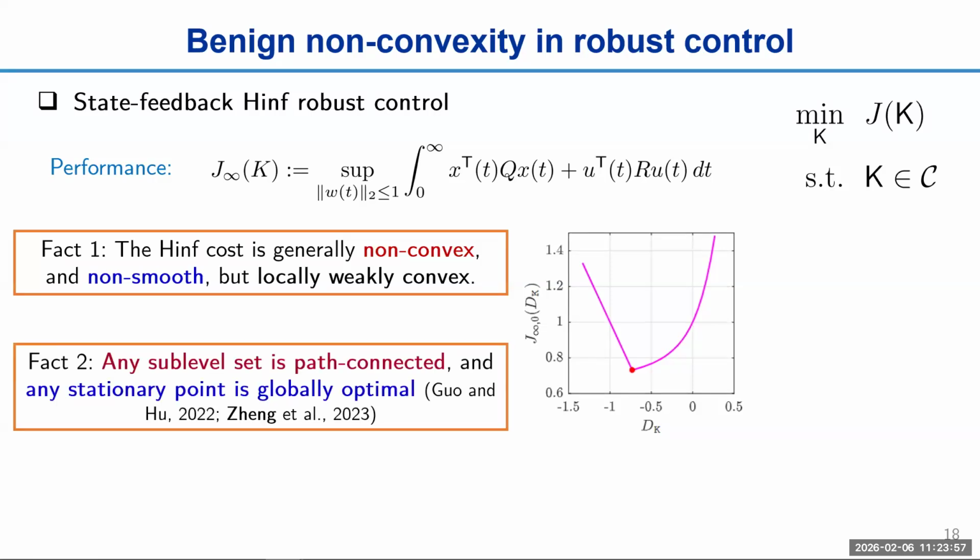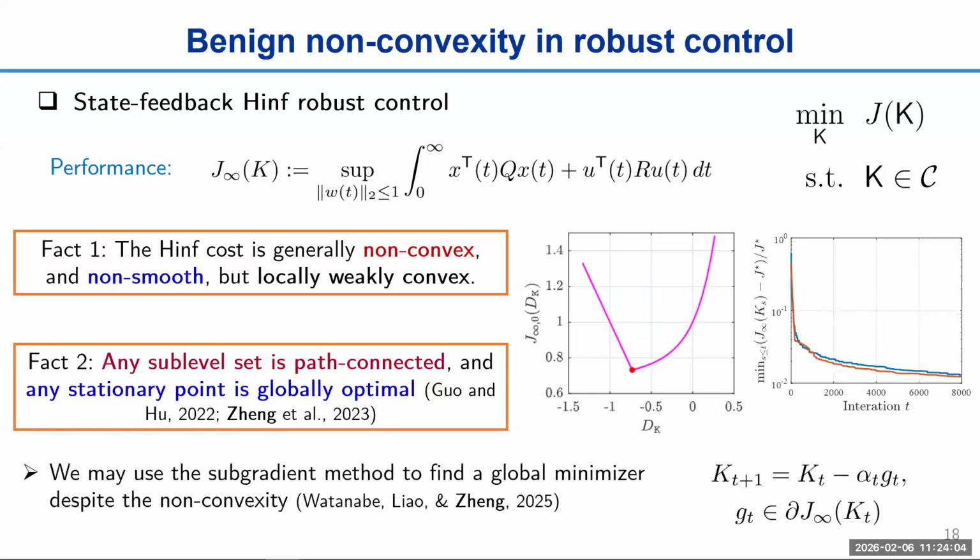And we can also prove any sublevel set is path connected and any stationary point is a global optimum. Even for this problem, we can also prove this fact. So you may want to use the subgradient method to find a global minimizer, even though the problem is non-convex. So we have a simple simulation here. Just do this, and this will really find the global minimizer for this H-infinity robust control problem.